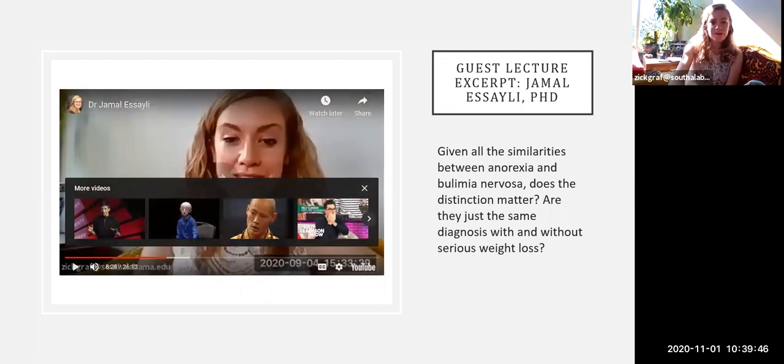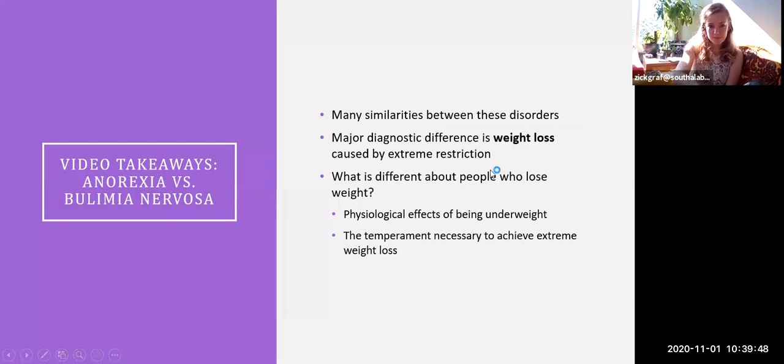Okay, so what are the takeaways from that? There are a lot of similarities, arguably more similarities than differences, between anorexia nervosa and bulimia nervosa. And diagnostically speaking, really the only difference is whether or not someone has experienced extreme weight loss because of their restrictive eating. So a question that we ask a lot in eating disorder research is what's actually different about people with eating disorders who lose a lot of weight and maintain that extreme weight loss?